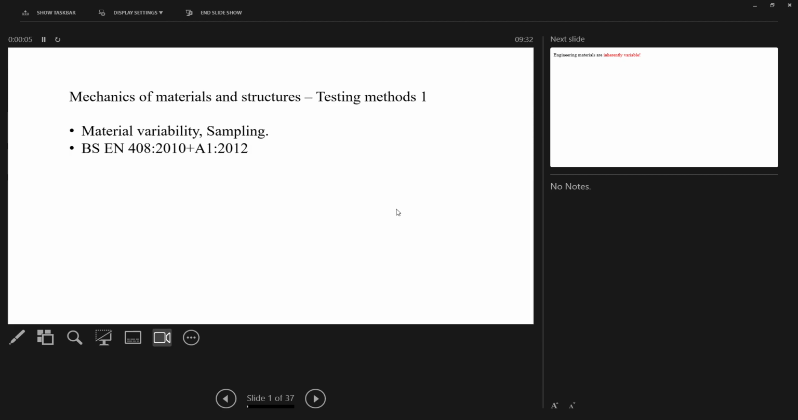Okay then, mechanics of, yeah, so this is test method 1 we're calling it. We're looking at material variability and sampling of material. And there's a document here, BS EN 408. This is a document you're going to have to download. I've got it in Moodle for you. You're going to have to download it, and you're going to need to read through the procedure for next week. I'm genuinely quite excited for next week. Absolutely genuinely. I don't show it, but I actually am.